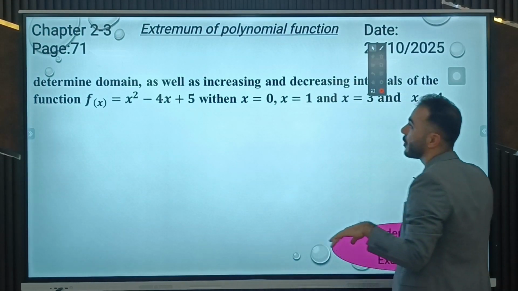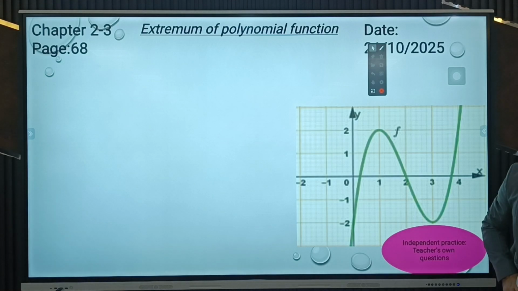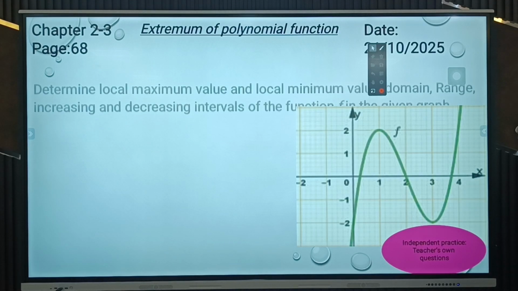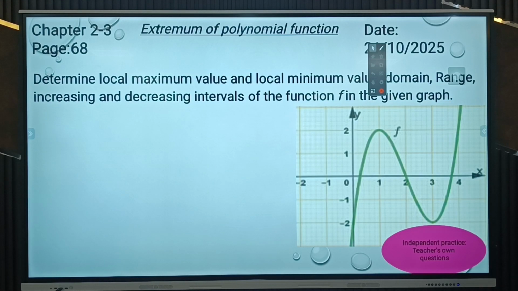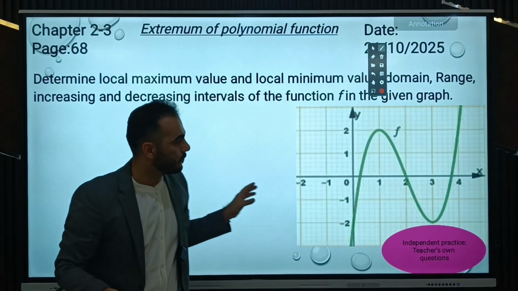Again, we are going to deal with a graph. With a graph, determine the local maximum value, local minimum value, domain, range, and increasing and decreasing intervals of the function in the given graph. So in this graph, as you can see, the domain is all the real numbers. And the range is also all the real numbers. Why? Because it's an odd degree graph.